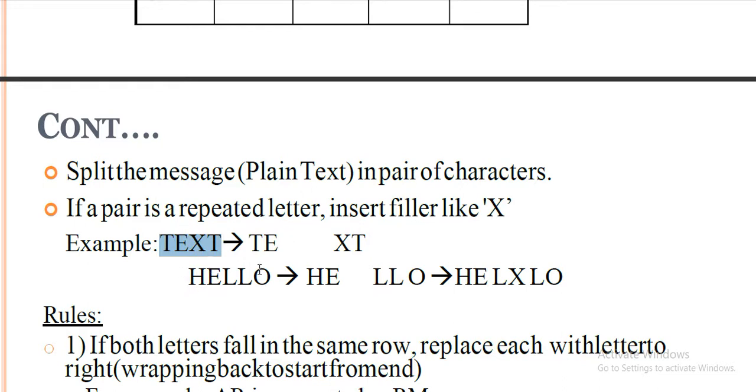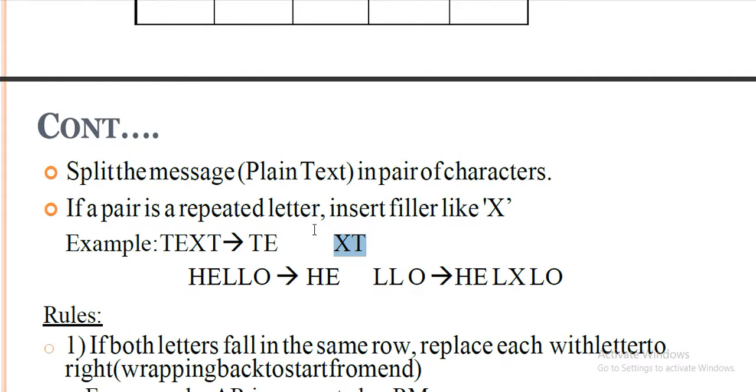A pair means two alphabets together, so text is going to be divided into two: te is the first pair and the second one is xt, right? That is written over here, te first pair and second is xt, clear? So split the message into pairs of characters. That is the example of that text over here, and we split it like that, te and xt. Now another example, written over here.